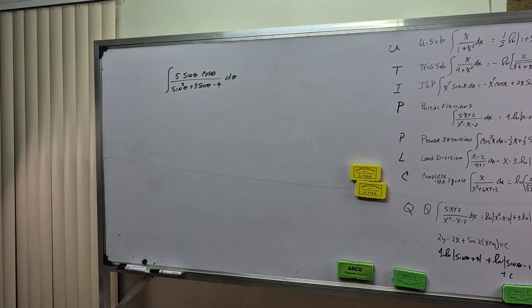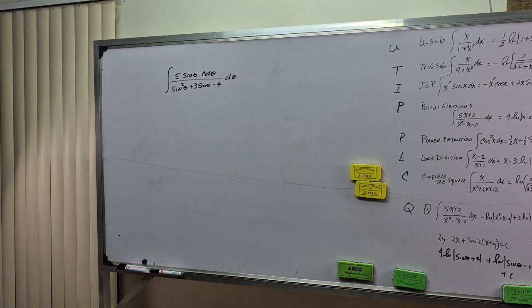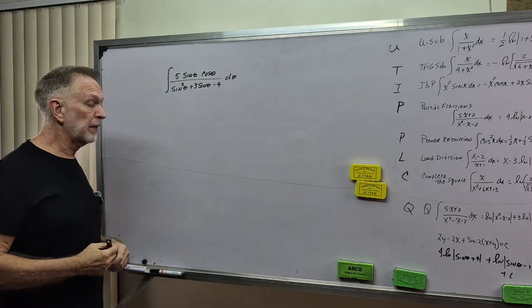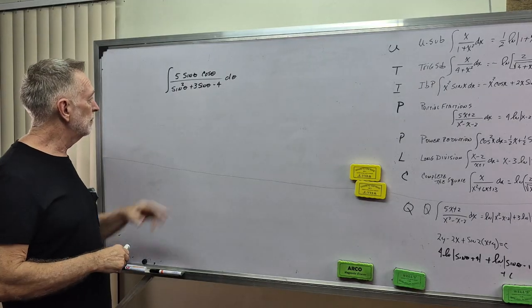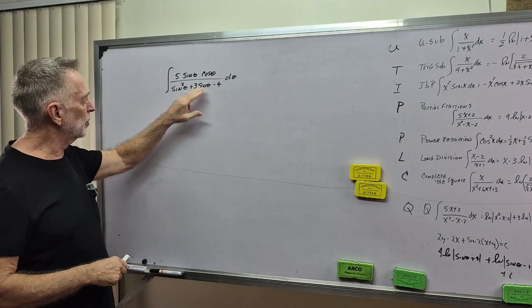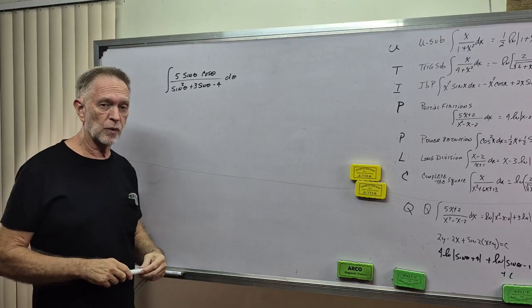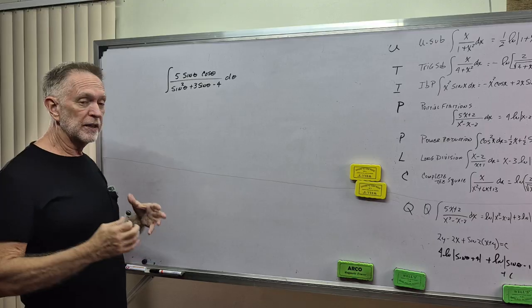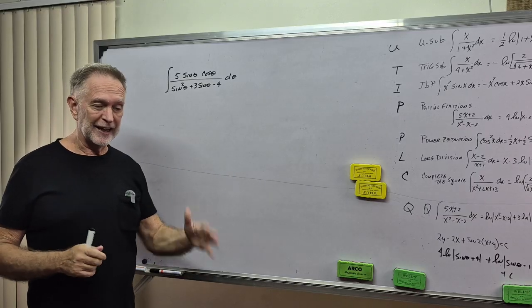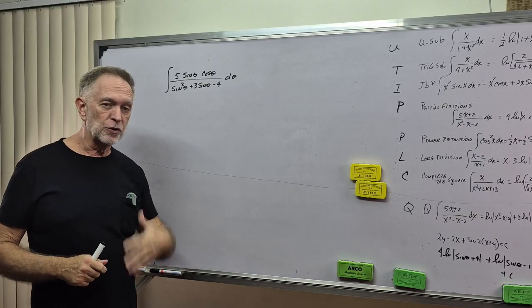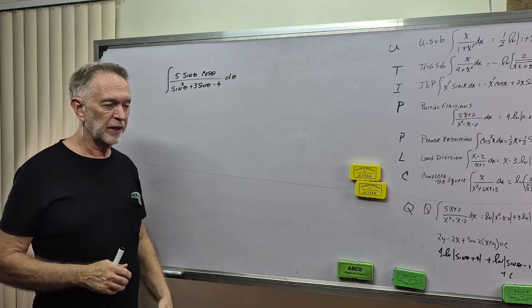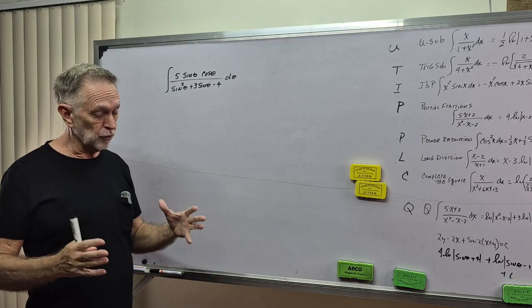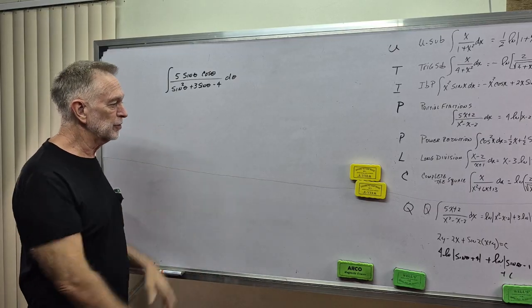Hey guys, Dr. Brown here, and tonight we're looking at the integral of 5 sine theta cosine theta divided by sine squared theta plus 3 sine theta minus 4, integrated with respect to theta. Now some of these are not difficult problems, but each semester there's a new crop of students out there who may be looking at different tools to help them solve problems.